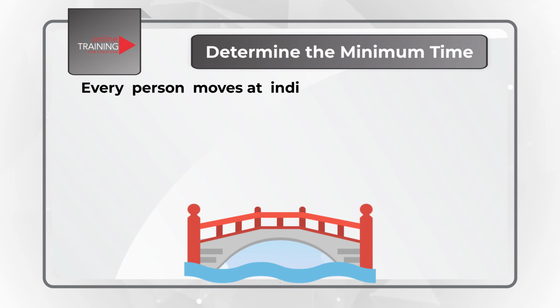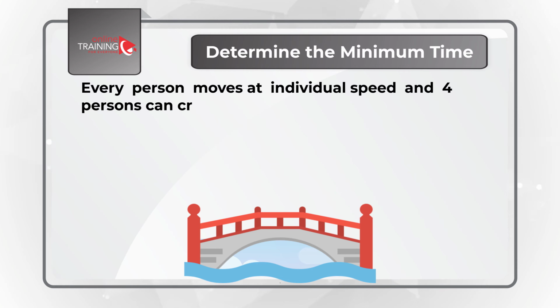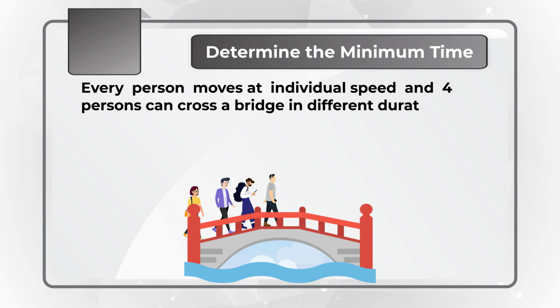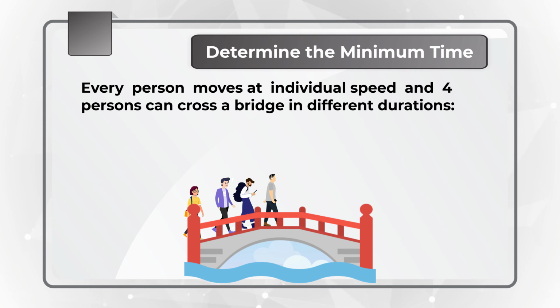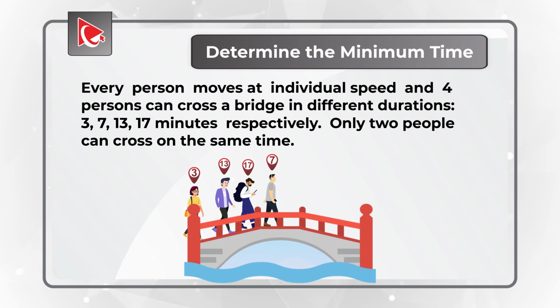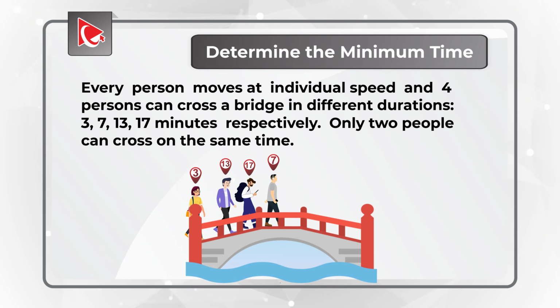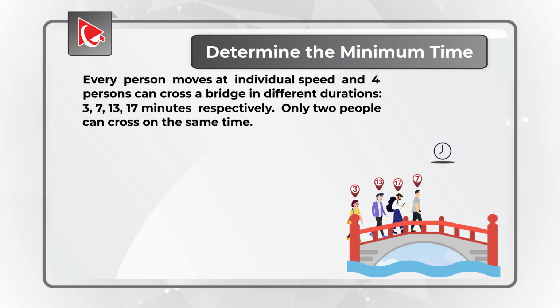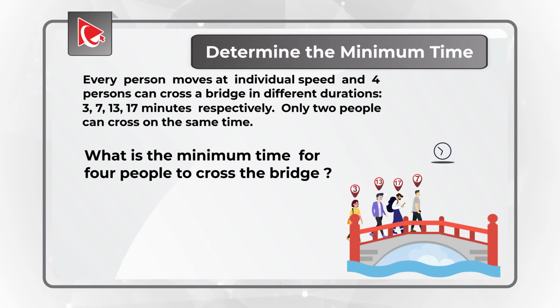Every person moves at an individual speed, and 4 people can cross the bridge in different durations. They can cross it in 3, 7, 13, and 17 minutes respectively. The trick here is that only 2 people can cross the bridge at the same time. You need to determine what is the minimum time for 4 people to cross the bridge.